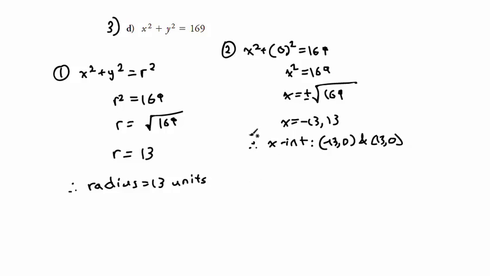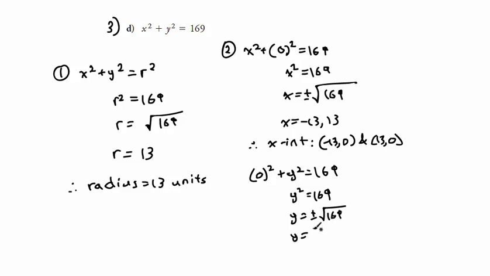Now the y-intercepts occur when x equals 0. So 0 squared plus y squared equals 169. Y squared equals 169. Y equals plus minus the square root of 169, and the square root of 169 is minus 13 and 13. So the y-intercepts, similarly to the x-intercepts, are 0, minus 13 and 0, 13.